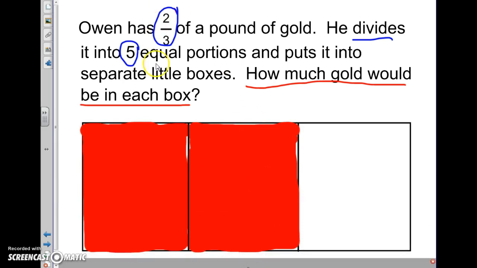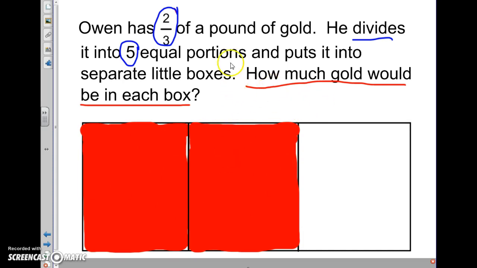First, remember, as a visual representation, this whole rectangle represents 1 pound of gold. First we want to show what the dividend looks like. So we have this 1 whole pound of gold. We cut it into 3 equal parts, and we shade in 2 of them. And that represents the amount of gold that he has, 2/3 of a pound.